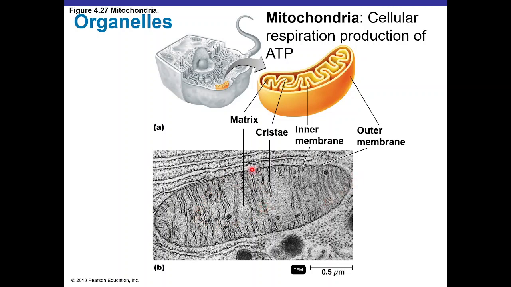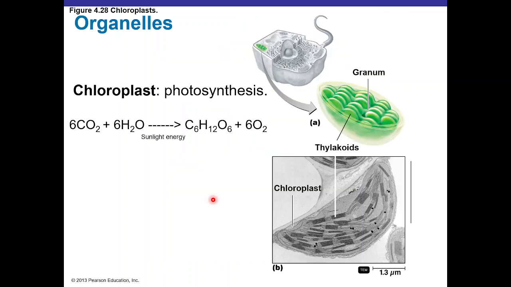This is a transmission electron micrograph. And this mitochondria has its own DNA and it has its own ribosomes, 70S ribosomes.